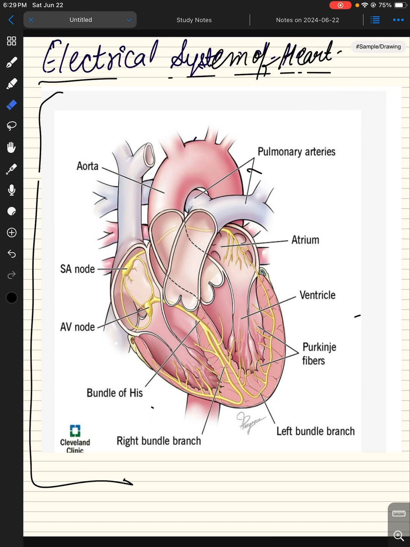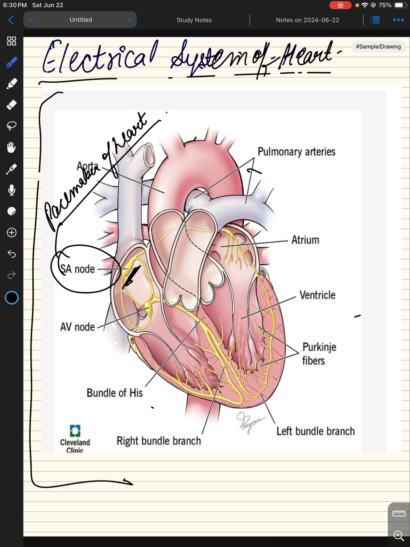So in this diagram we can see that this point is the SA node. So guys, just make sure that your SA node is known as the pacemaker of the heart. Pacemaker of the heart means it generates the excitation signal. So the first signal comes from the SA node. Your sinoatrial node is your heart's natural pacemaker. It sends the electrical pulses that start the heartbeat.